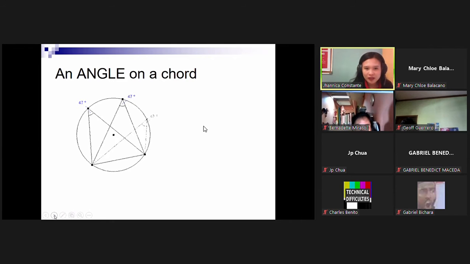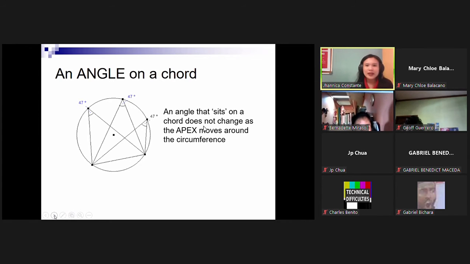An angle that sits on a chord does not change as its vertex moves around the circumference. If the triangles are using the same chord, as you can see, this is the chord where all the triangles are attached together, all of these angles containing the same chord have the same measure. That's why they have 47 degrees and 47 degrees.